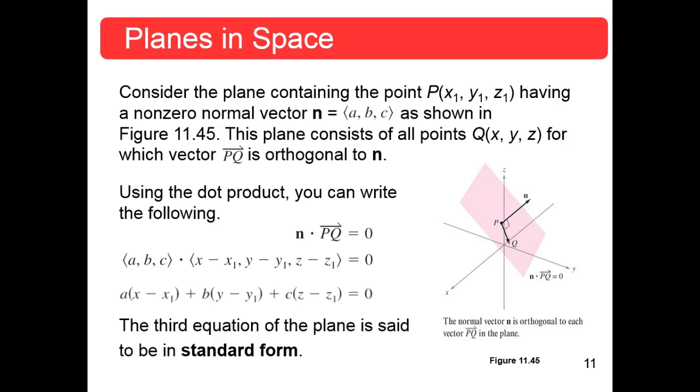That equation of the plane is said to be in standard form. A, B, and C are your normal vector, okay? And x1, y1, z1 is any point on the plane. That's your standard form for a plane. Equation of the plane in space, okay? Just knowing the normal vector and any point on the plane.